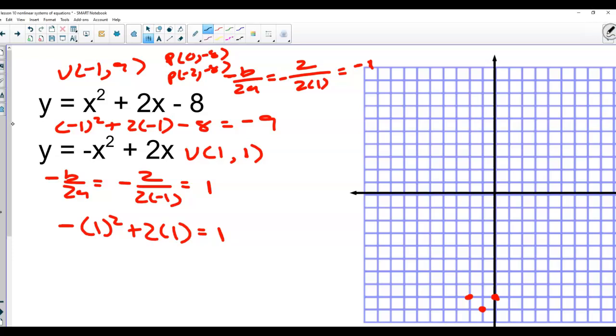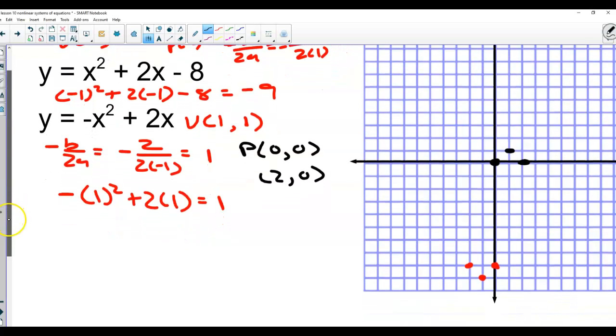Not a different color of 1, 1. And then those points are going to be 0, 0, and 2, 0. So extra points, 0, 0, and 2, 0. So you can start to see where these parabolas are coming from. One's going up this way, one's going down this way.